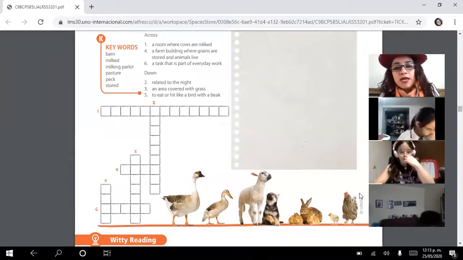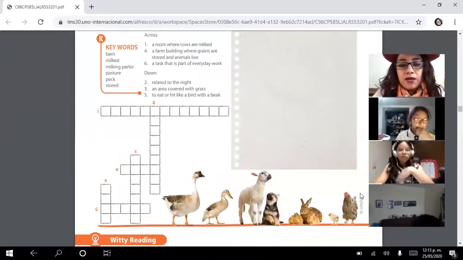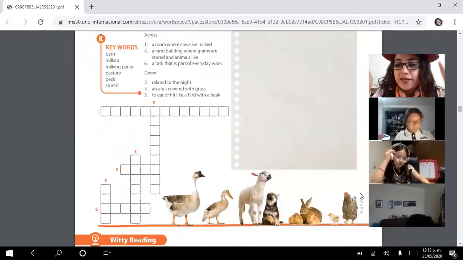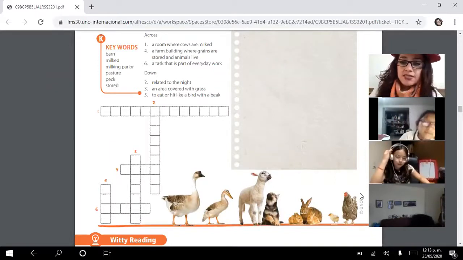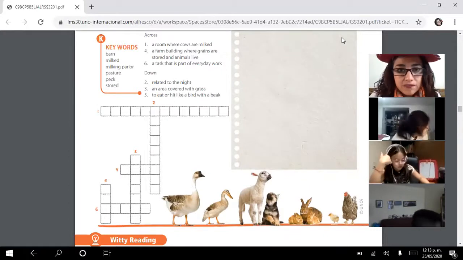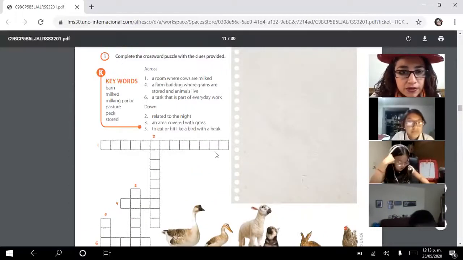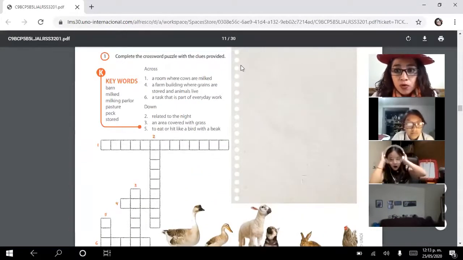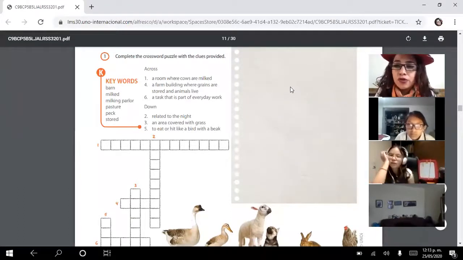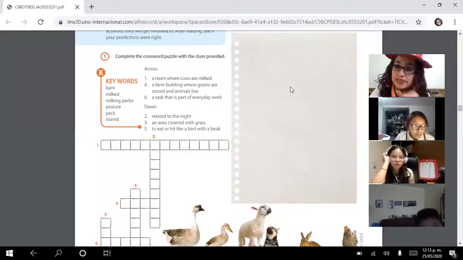Okay, listen. We have to fill this crossword puzzle with the words that we checked in the reading, okay? The number one says, okay, let me check it. The number one is a room where the cows are milked. Do you remember what is the room? The place in which you can milk the cows?